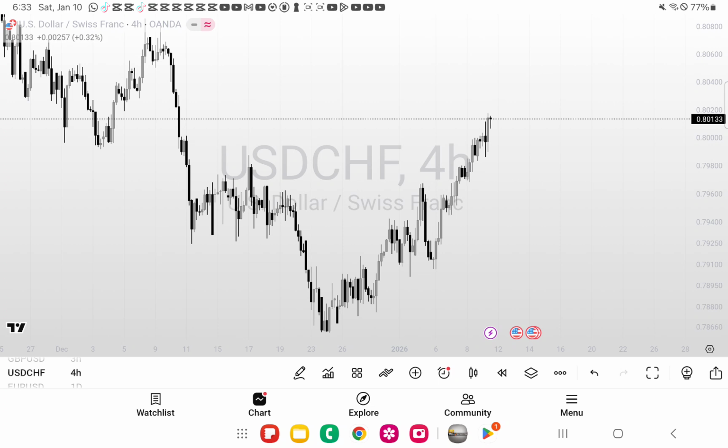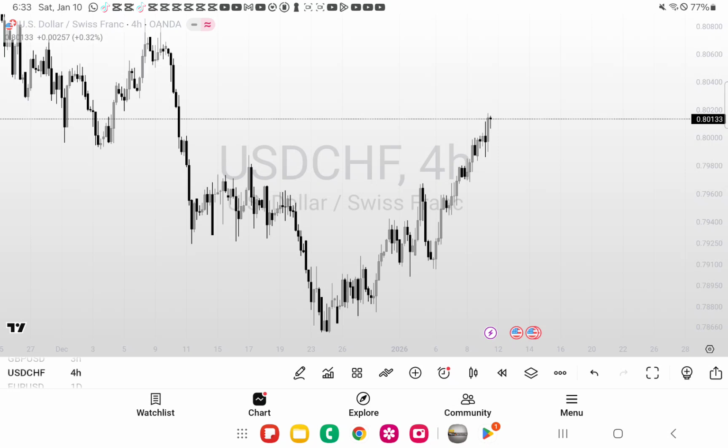The topic of today will be about internal range liquidity and how to identify them. We have external range liquidity and we also have internal range liquidity, but today we'll be focusing on internal range liquidity. So that will be our topic of today.